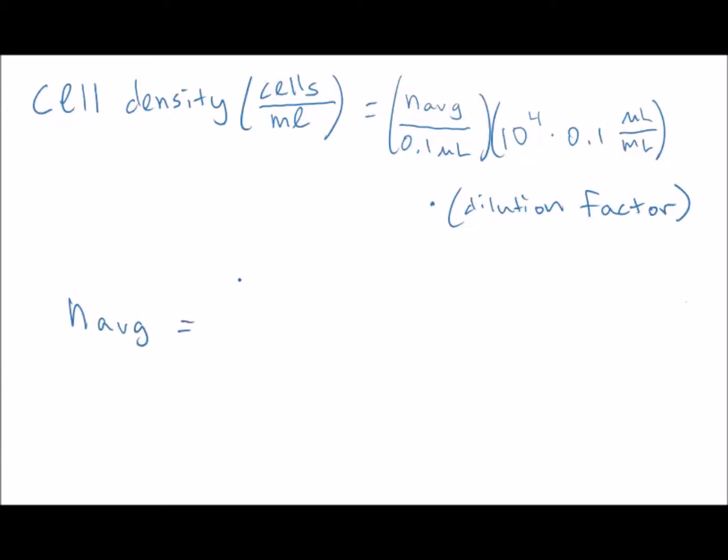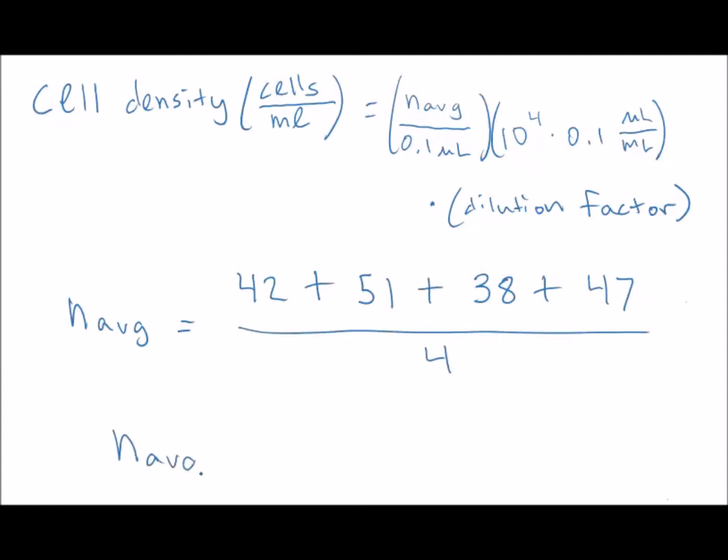Here we take only one side of the hemocytometer and calculated an average using the number of cells alive. So we had 42 plus 51 plus 38 plus 47 cells that were alive divided by 4, giving us an average of 44.5 cells. Now we can calculate the dilution factor.